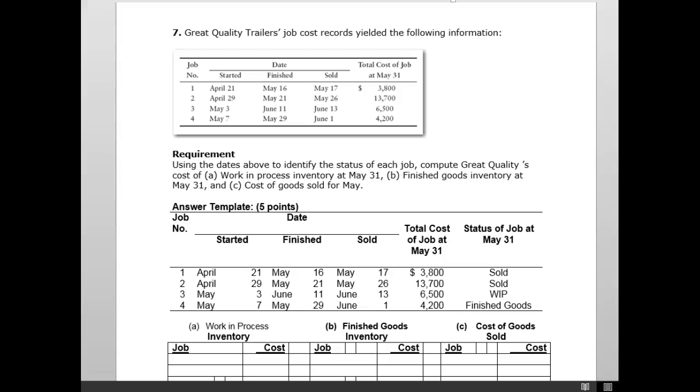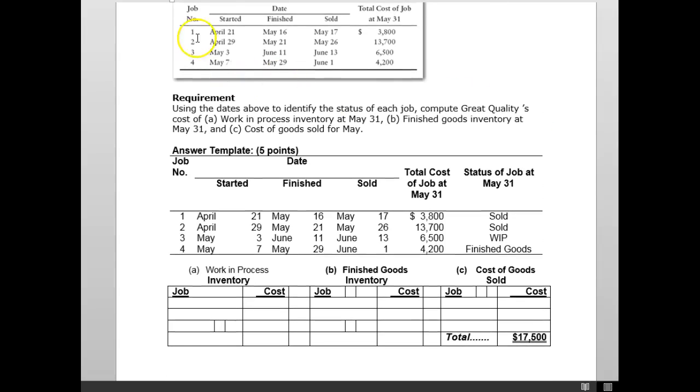Okay, here we are. We're back at 7. Now this one you're going to go, oh my goodness, what do I do with it? But it's not that bad. What you're looking at here are the jobs they started. This is the status of the jobs they started. And what we're asking for is what's left in working inventory. Well, that's really simple to look at.